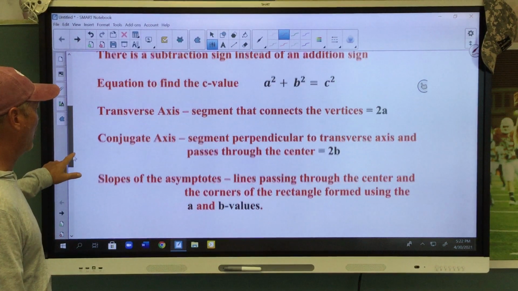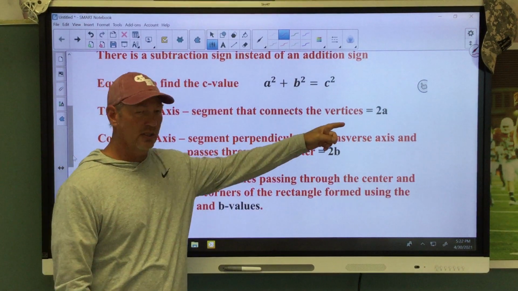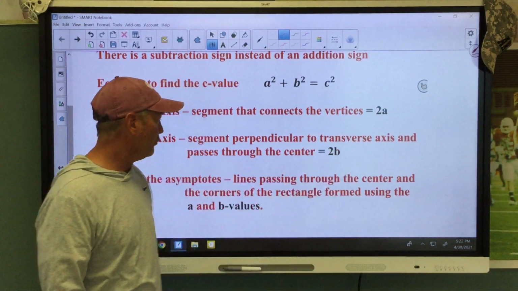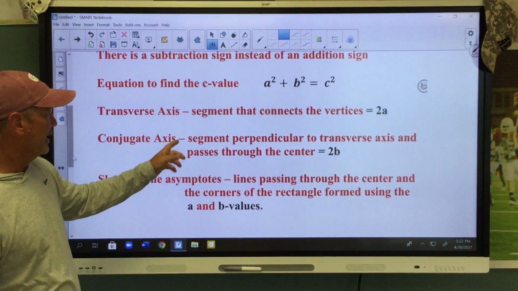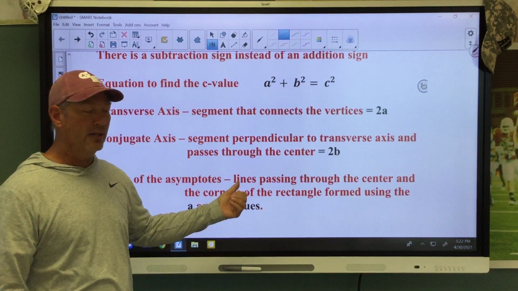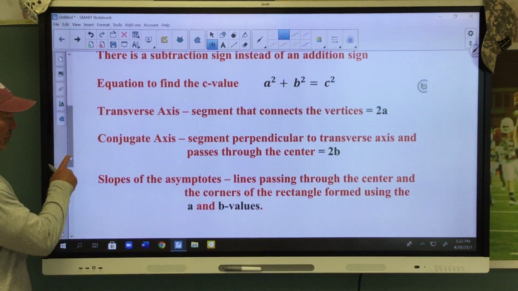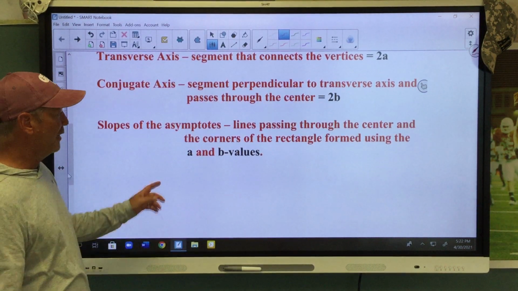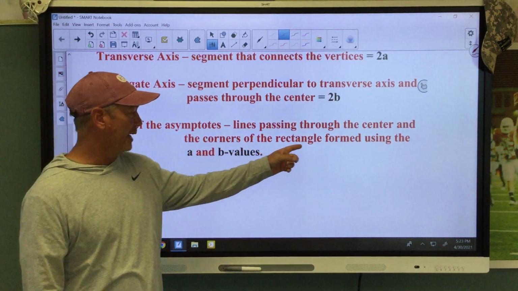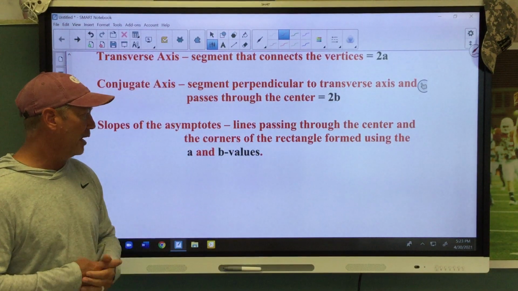Also, you're going to have something called a transverse axis. It's a segment that connects the vertices. It's going to go from one vertex to the other. Its distance will be 2a. You're going to have a conjugate axis. It's a segment that's perpendicular to the transverse and it also passes through the center, and its length will be 2b. Also, they're going to have what's called the slopes of the asymptotes, and these are lines that pass through the center and the corners of a rectangle or a box that we draw that is formed using the a and the b values.